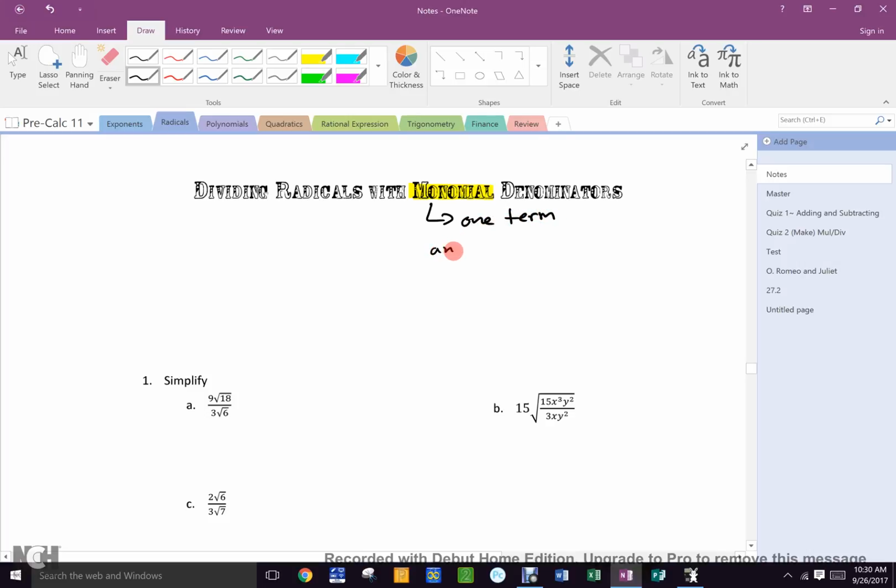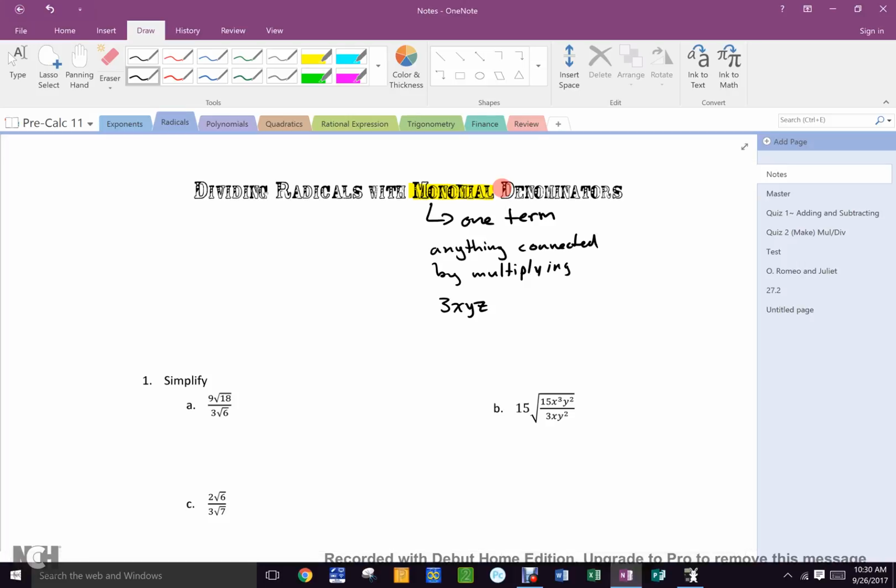What makes it a term? It is anything connected by multiplication. So 3xyz, even though there's three things there, because it's all multiplied, it's a monomial. Everybody cool? So today, right now, we're only going to be concerned with monomial denominators. So all the denominators are going to be one single thing.